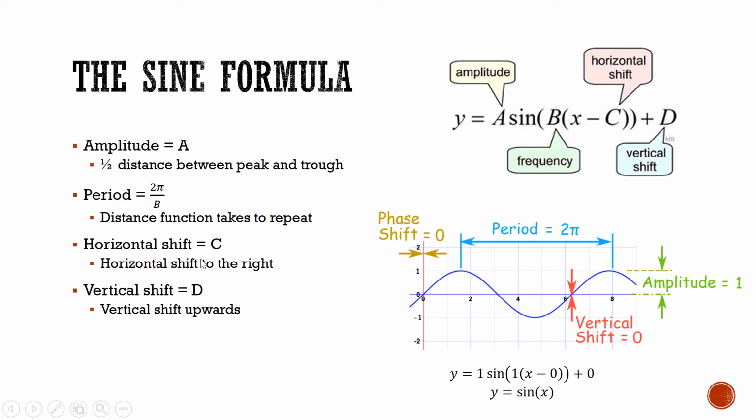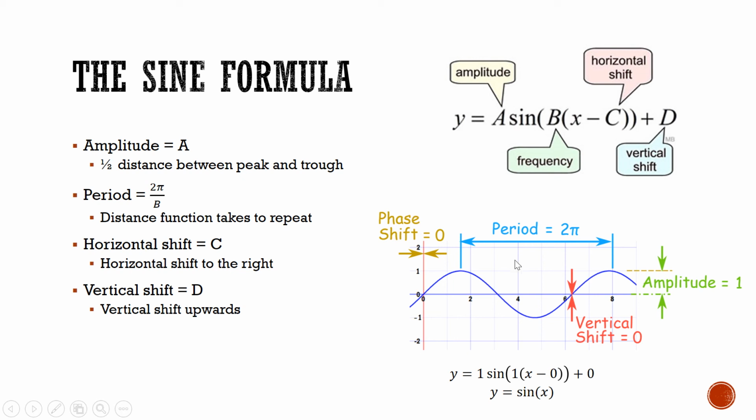The horizontal shift is c. So when c increases, we shift our graph to the right. When c decreases, we shift our graph to the left. And the constant is always going to be a vertical shift, regardless of what formula we have.